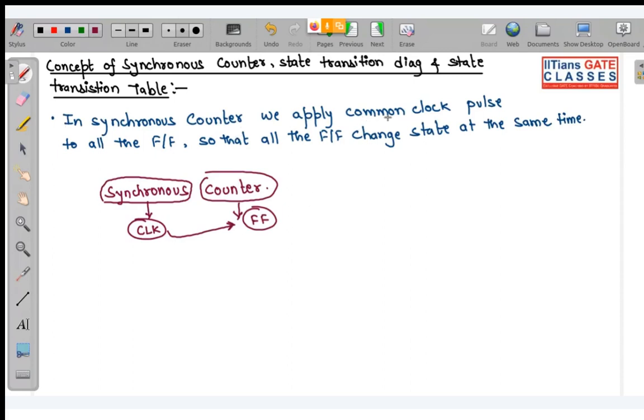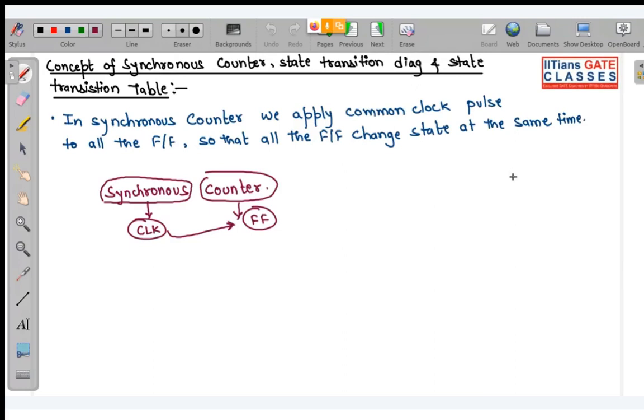In synchronous counter, we apply a common clock pulse to all the flip-flops so that all the flip-flops change state at the same time. So this is what is known as a synchronous counter: a counter where we give a common clock pulse to all the flip-flops and they change state at the same time. Such a counter with a common clock pulse is known as a synchronous counter.